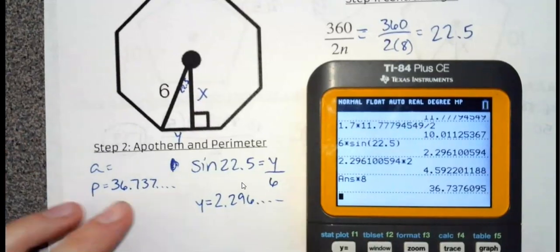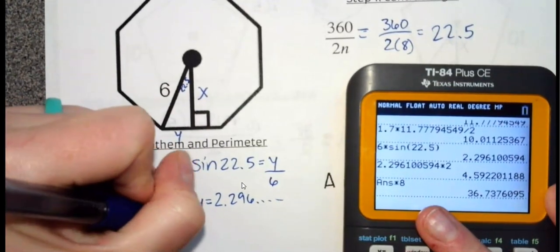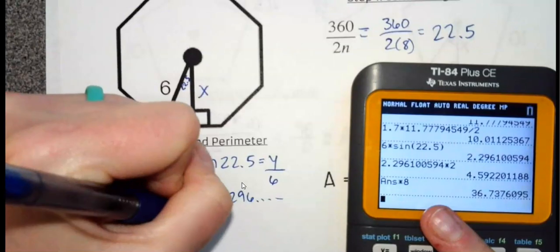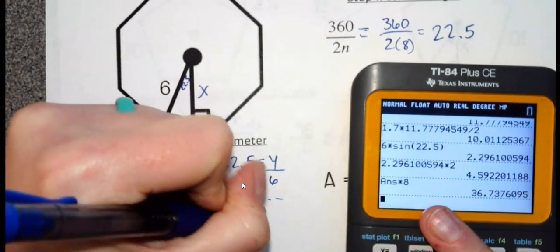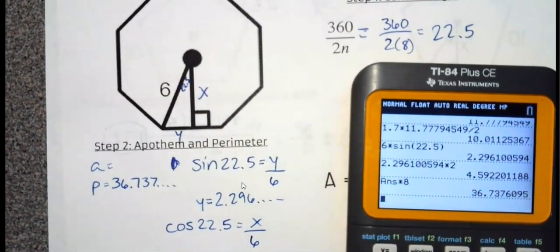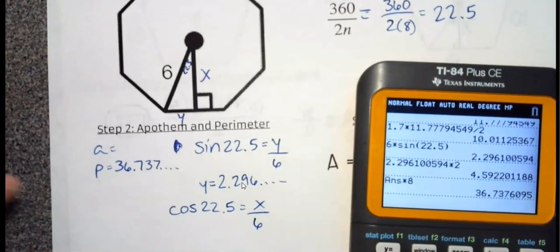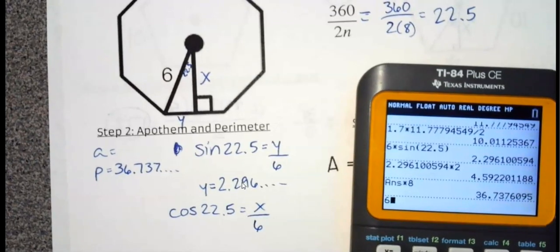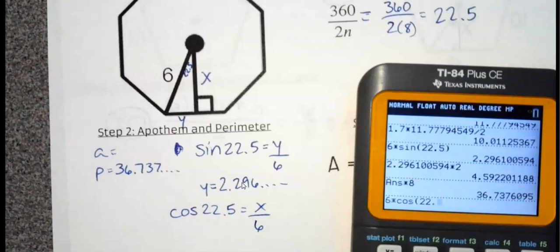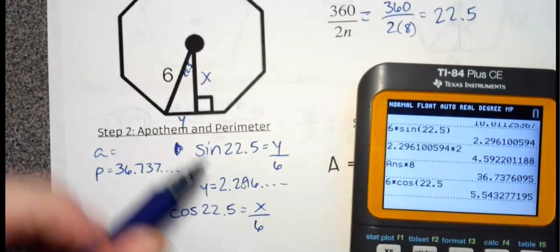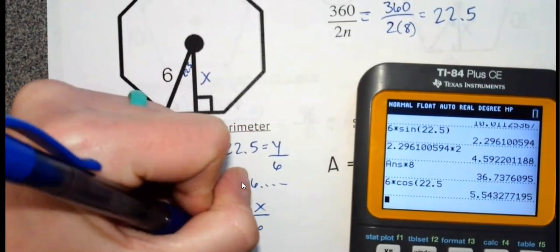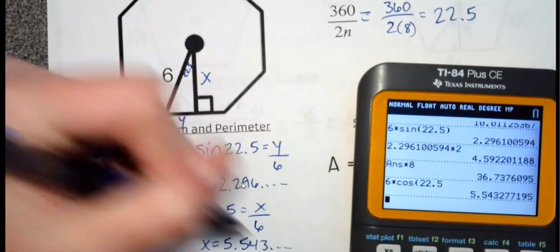Then you need to solve for the apothem, so I'm going to use cosine to solve for the apothem. Basically, anytime you're given the radius, you're going to end up using sine and cosine both. The other ones, you're always going to use tangent. So 6 times cosine, this gives me my apothem, 5.543, all those.